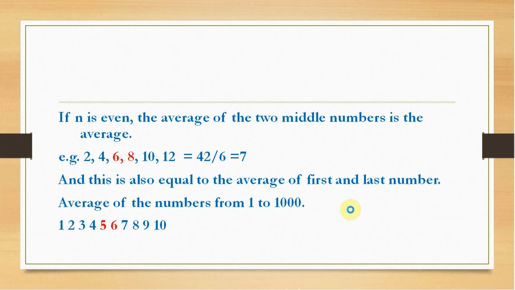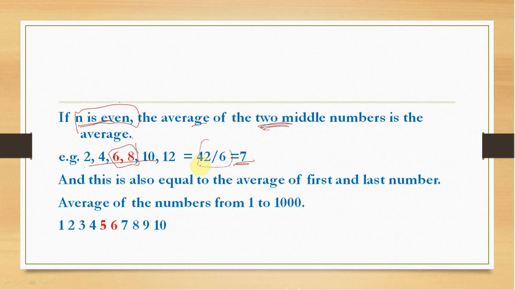What happens if there is an even number of observations? In case of an even number of observations, the average will be the average of the two middle numbers. Consider this series. There are 6 terms. The average will be the average of these two middle numbers, which is 8 plus 6 divided by 2, and that is 7. We can verify this.